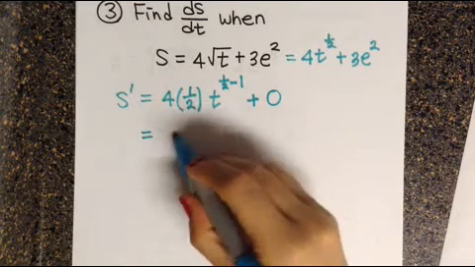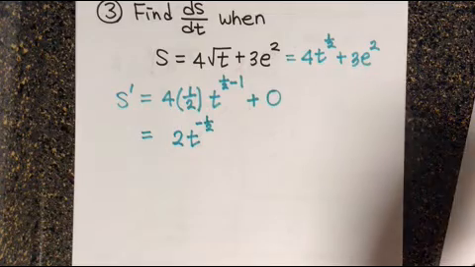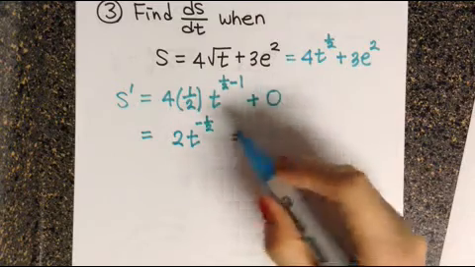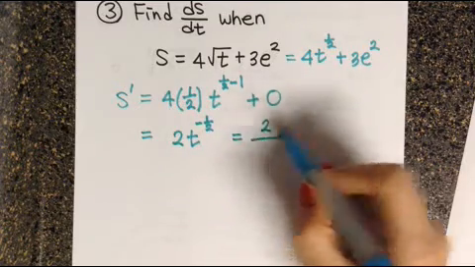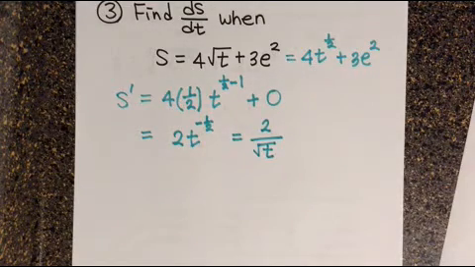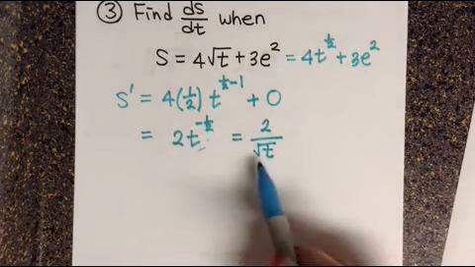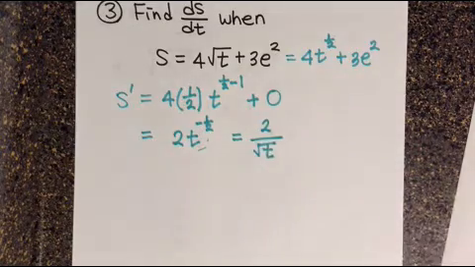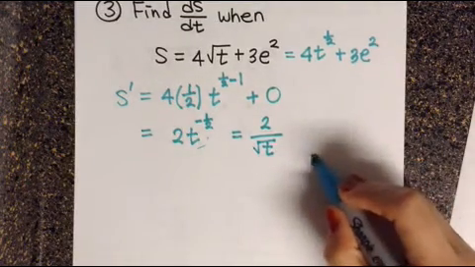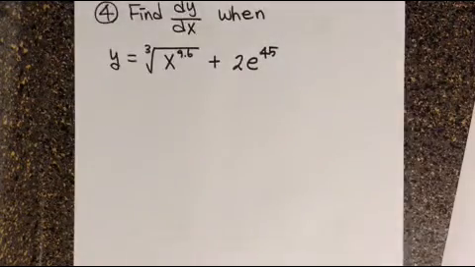4 times 1/2, which is 2, t to the negative 1/2 power. Okay, what does it mean if you have a negative power? It means you can write it as 2 over square root of t. Negative power means you can bring this to the denominator. Done. Next problem.